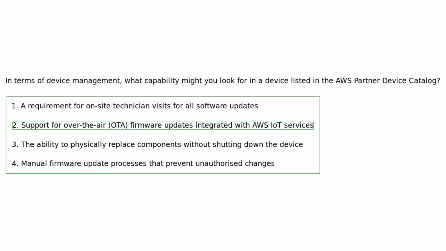When considering device management capabilities in the AWS Partner Device Catalog, support for over-the-air firmware updates integrated with AWS IoT services is a valuable feature. This allows for remote updating of device firmware, ensuring devices can receive security patches, bug fixes, and new features without physical intervention, which is especially important for large-scale or remote deployments.